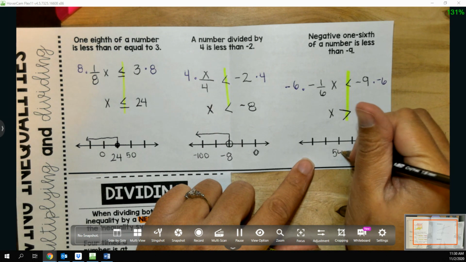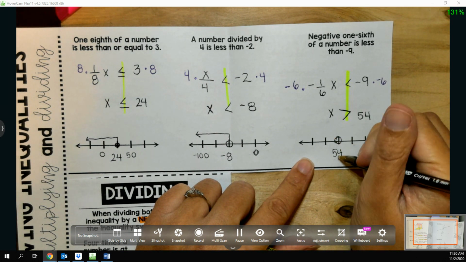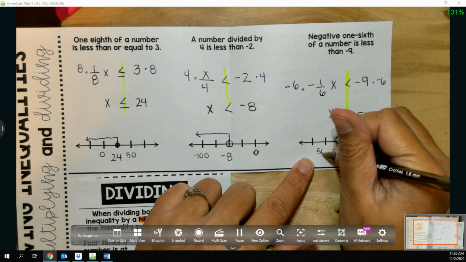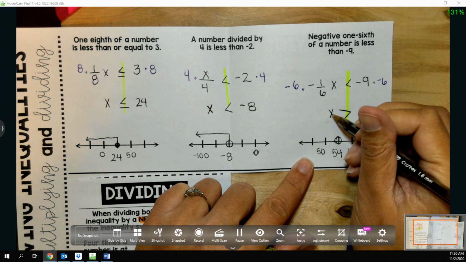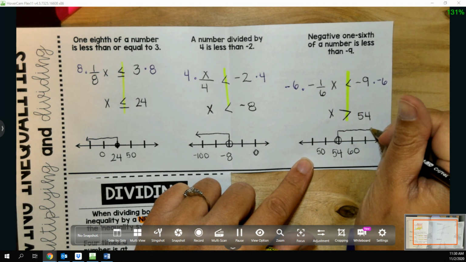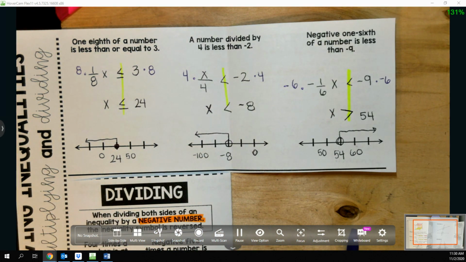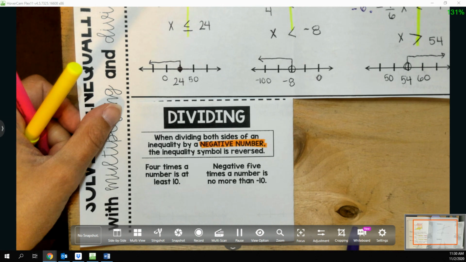So I'd put 54 on my number line. I'm not equal to, so I'll do an open circle. A number that comes before it is 50. A number that comes after it is 60. And x is trying to be bigger, eaten by the alligator, and 60 is a bigger number, so I'm going to go towards that. Okay, so we have the same thing with division.